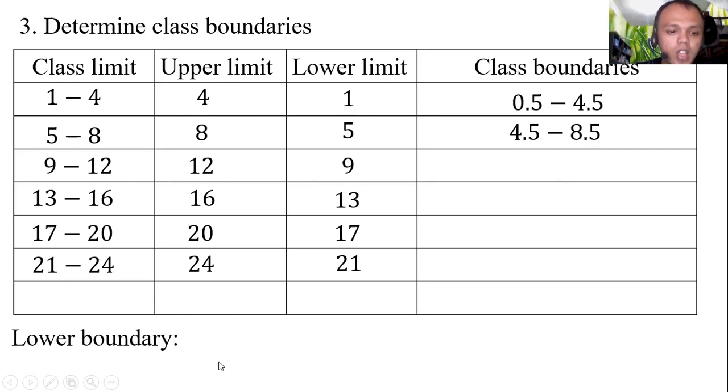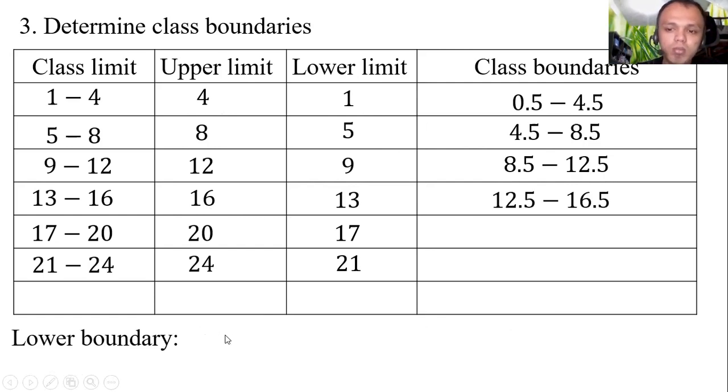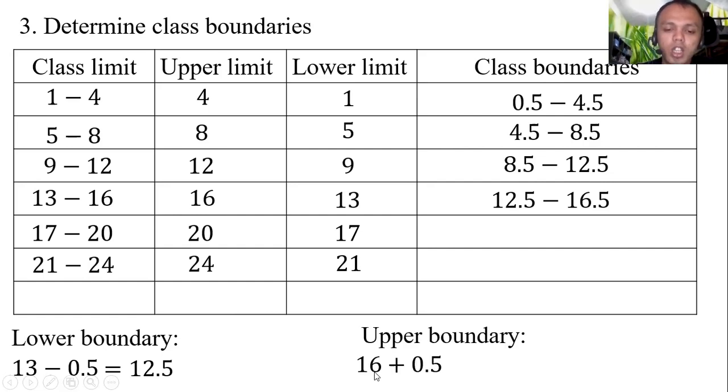Next. Okay, dito naman. Lower boundary, 9 minus 0.5, that is 8.5. Upper boundary, 12 plus 0.5 is 12.5. 8.5 to 12.5. Next, lower boundary, 13 minus 0.5, we have 12.5. Upper boundary, we have 16 plus 0.5 is 16.5.